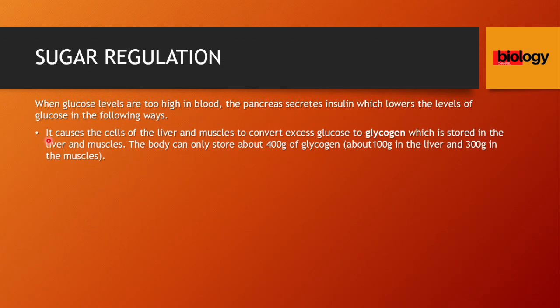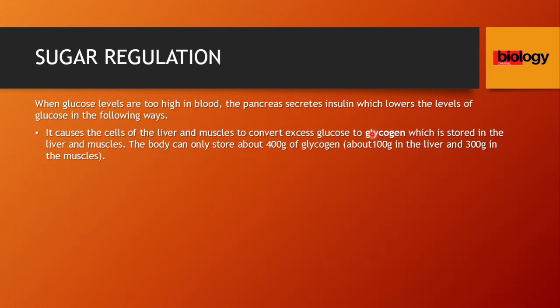Number one, it causes the cells of the liver and muscles to convert excess glucose to glycogen, which is stored in the liver and muscles. The body can only store about 400 grams of glycogen. About 100 grams is stored in the liver and 300 grams is stored in the muscles. So insulin, when it is secreted, is not the one converting, but it will cause the cells of the liver and the cells of the muscles to convert the excess glucose to glycogen.